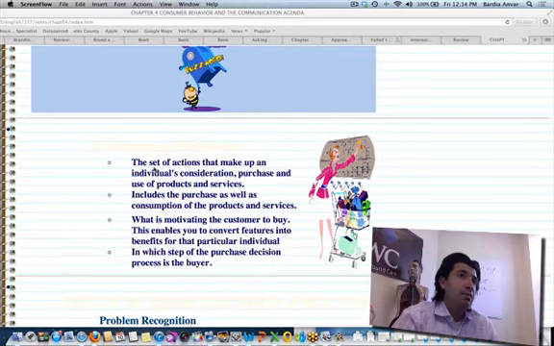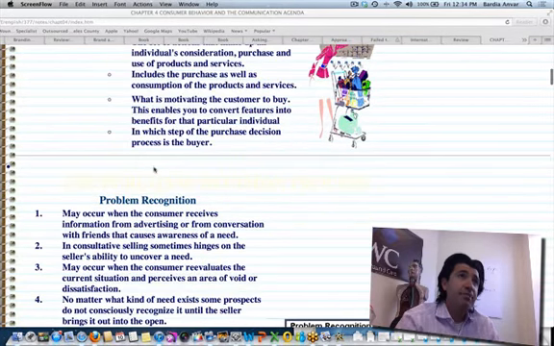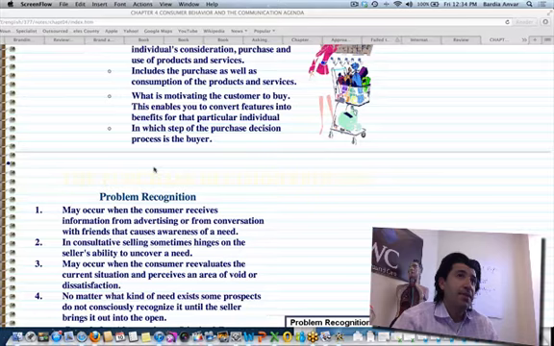And in which step of the purchase decision process is the buyer? So the first thing that happens when a consumer decides to buy something is that they recognize a problem. And it may be that you may see the commercials on TV. Oh, are your floors not looking completely white? Do you need to really scrub them to look cleaner? Well, if you have this problem, buy this cleaning solution. So usually the advertisement will say, you have a problem and this addresses it.